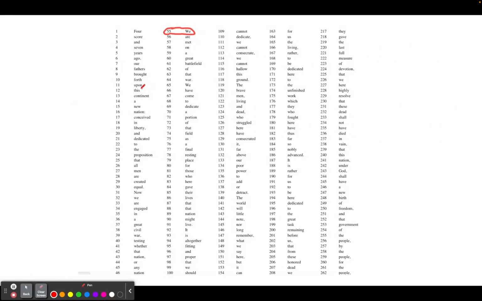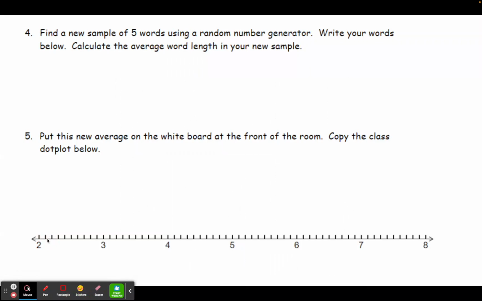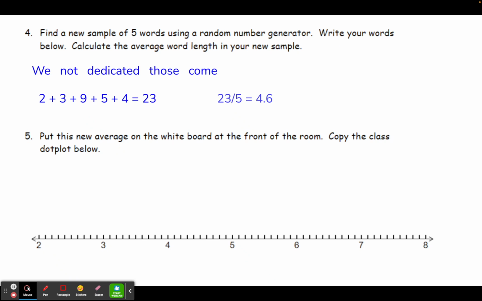You can try this on your own calculator and pick out the words that are in your random sample. Then, just like we did with our first type of sample, we write those words down. These were the words that I ended up with. We count up the letters in each word and add them, and then divide by 5 to figure out an average word length. In my second sample here, in question number 4, I ended up with an average word length of 4.6.